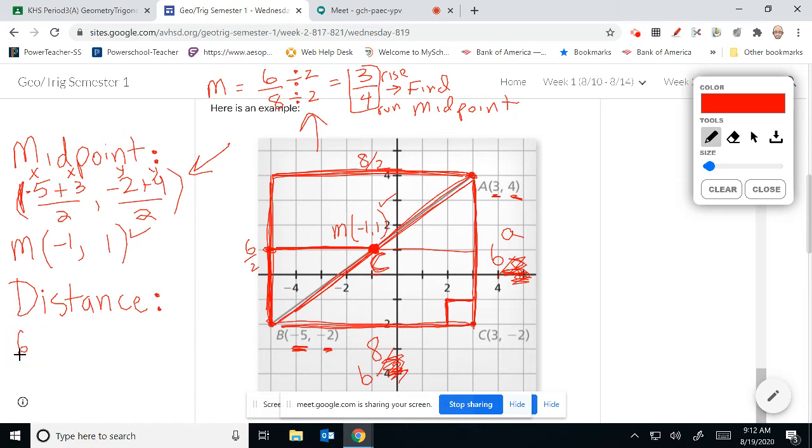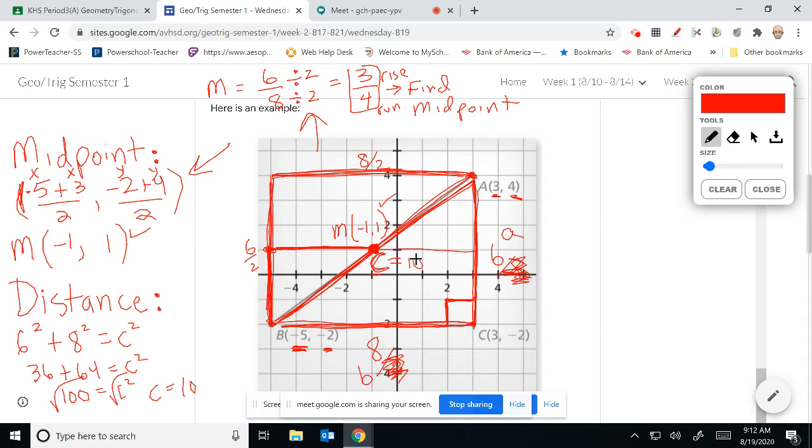So the quickest way is to just do 6 squared plus 8 squared equals C squared. Since I want to find out how long this last side is, I can plug in A squared plus B squared, and I can get my C squared. So 36 plus 64 equals C squared. 100 equals C squared, and then I just square root both sides to get the answer. C is going to be a 10. So this answer right here is a 10.